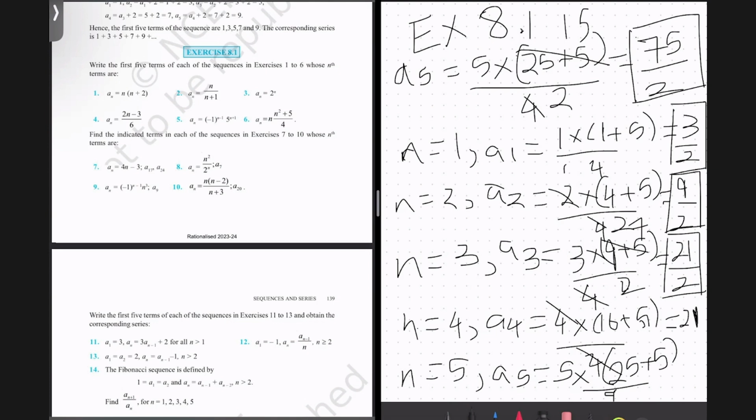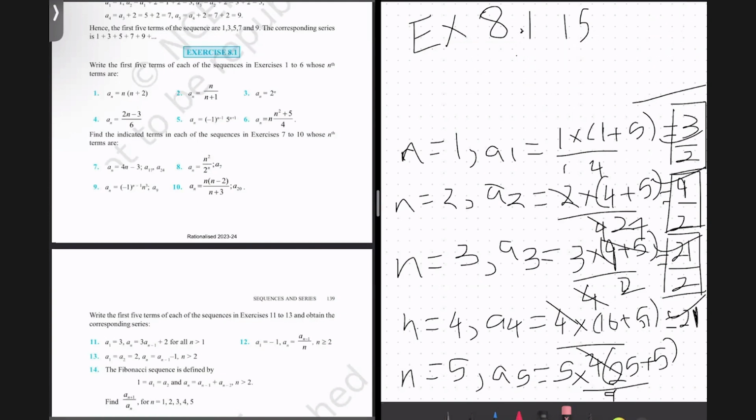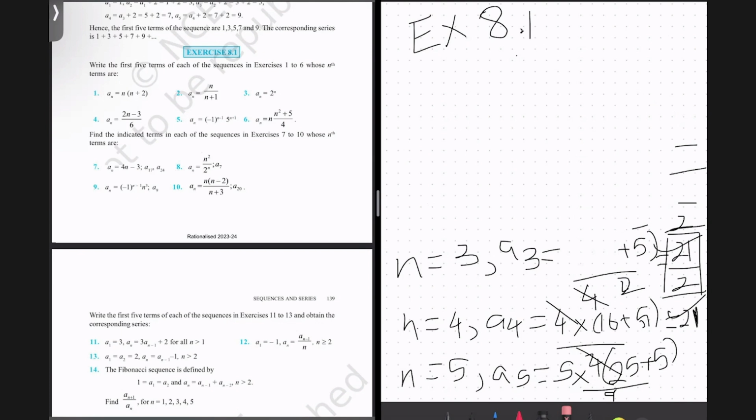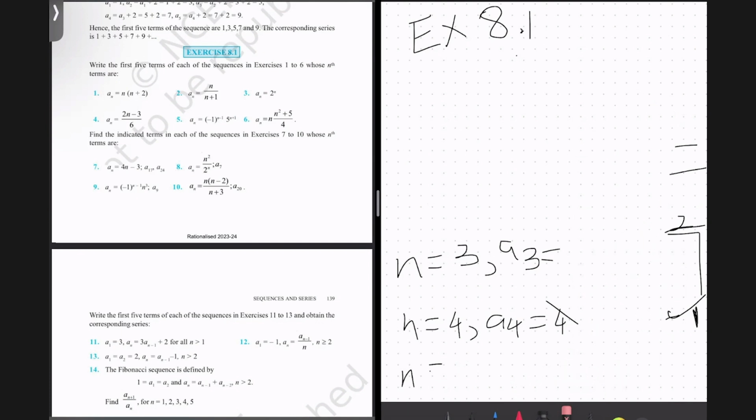So 3 by 2, 9 by 2, 21 by 2, 21, and 75 by 2. These are the first 5 terms of your sequence. Correct. Now we have solved the first 6 questions which are of the same type, so that is going to be the first 6 questions of this particular exercise. Moving on to the remaining questions, let's see what they tell us to do.